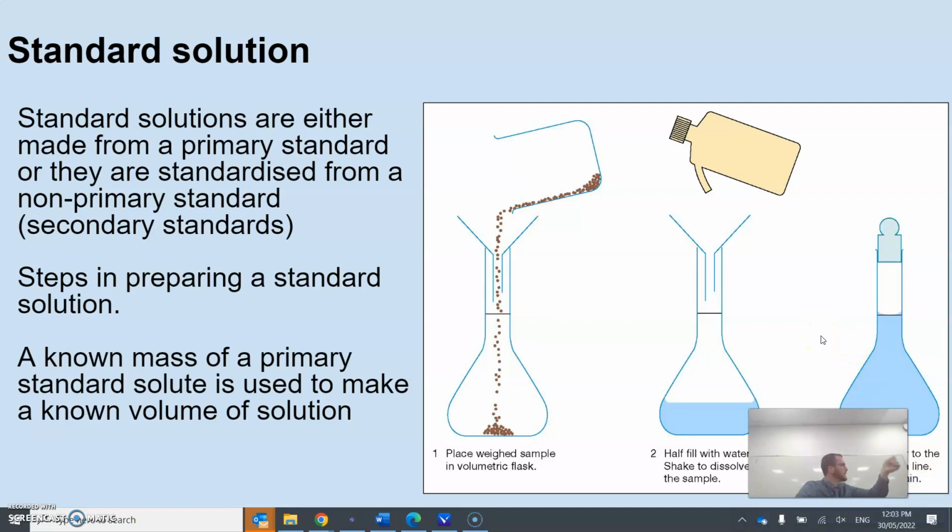Drip that up, and then we're going to invert to ensure that the solution is homogeneous, right? Because if I make up the solution here and just add water, we end up with what's called a concentration gradient if that's not mixed thoroughly, right? So if I'm just adding water to this solution, the concentration at the bottom of the flask will actually be slightly higher than the concentration at the top of the flask, yeah?